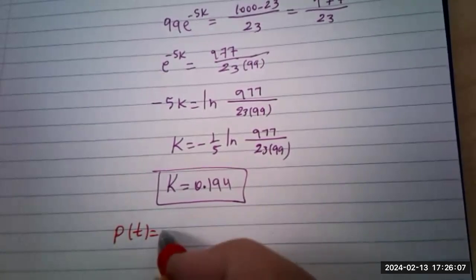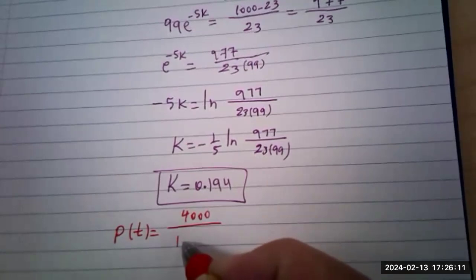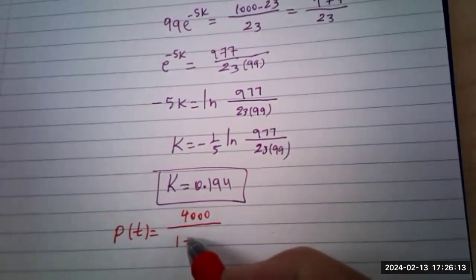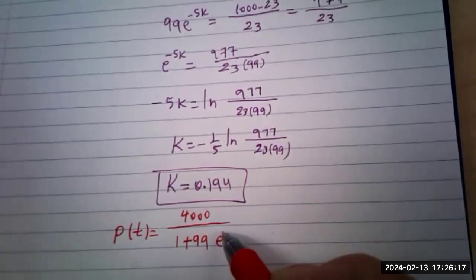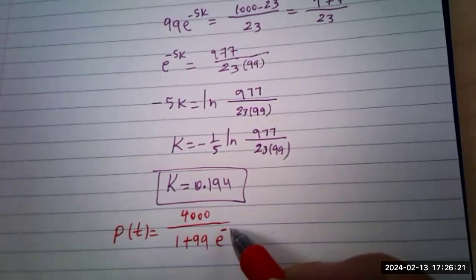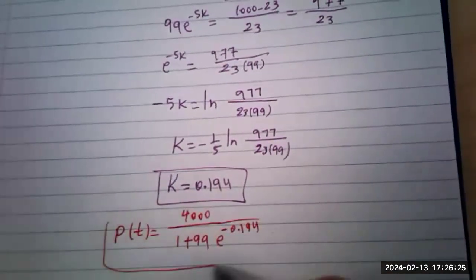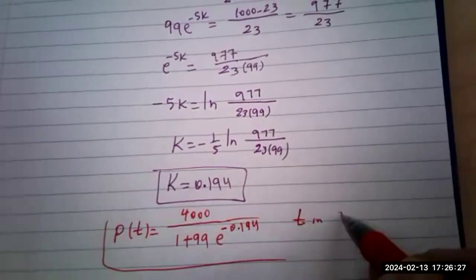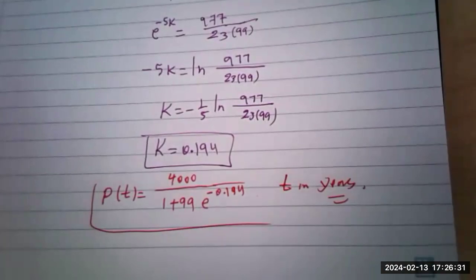Remember, M was 4,000, and 1 plus A is 99. This is going to be e to the negative 0.194 t. See it? Of course, t is in years. So eventually, this is going to be the model of your population after 10 years.